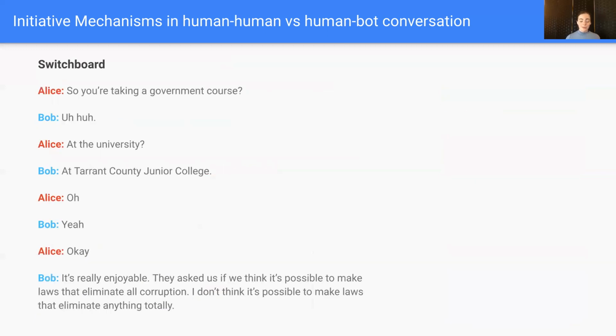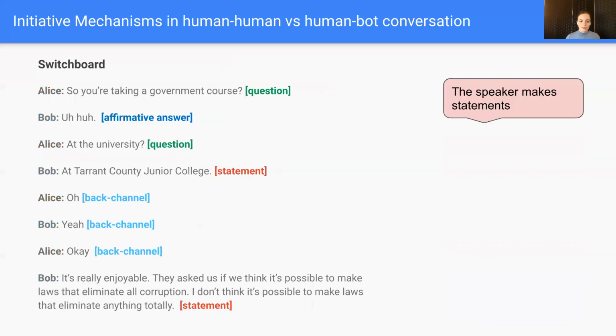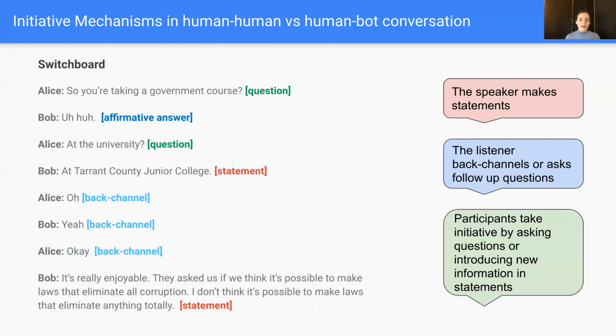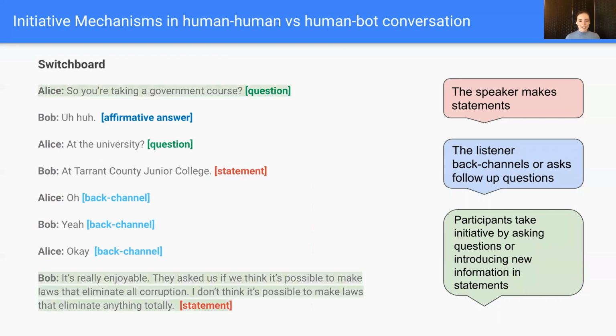This behavior contrasts pretty starkly with what we see when we look at the dialogue acts in human-human conversation. In human-human conversation, the person who is speaking makes statements, and the person who is listening asks follow-up questions or uses back channels to signal that the speaker should continue. If either the speaker or the listener wants to take initiative, they do so by asking a question or introducing new information in a statement, which triggers a change in topic.